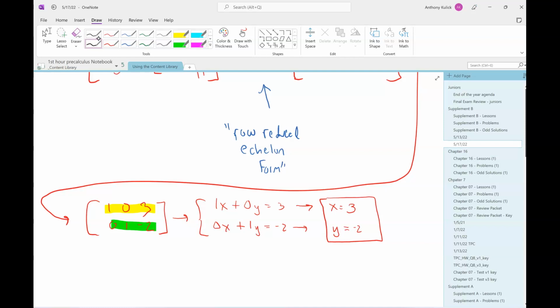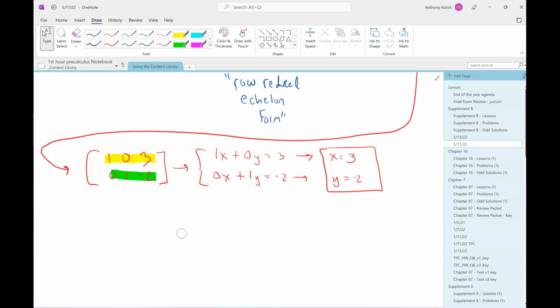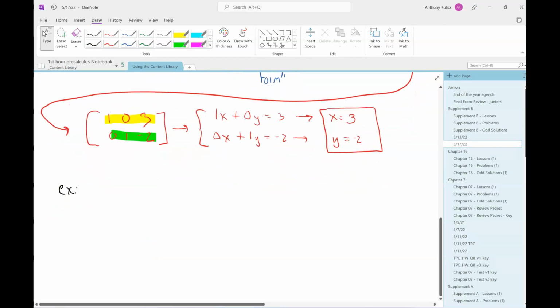What do you guys think? Quite easy, right? You're just using your calculator. Why don't we try one more? I'm going to write down an example, give you a few minutes to try doing this with your calculator, see if you can get the solution to come out. And then we'll go over it together and then move on to the next stuff.